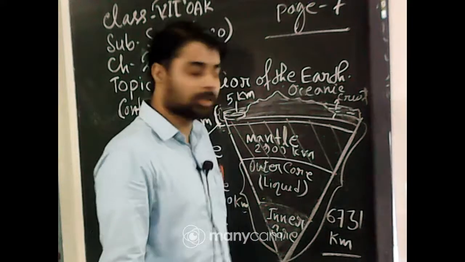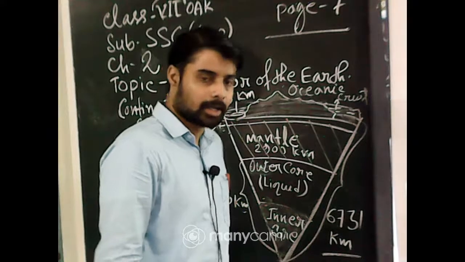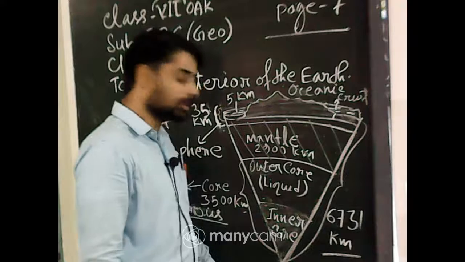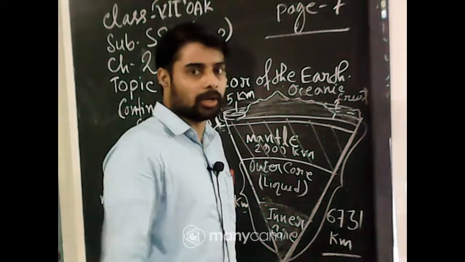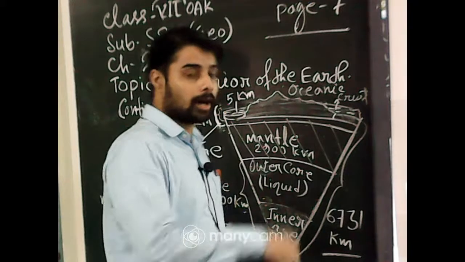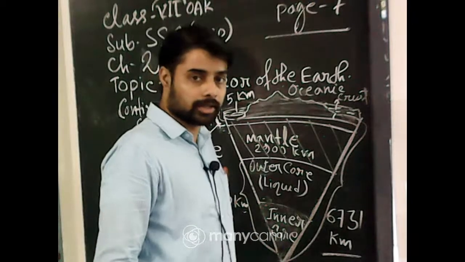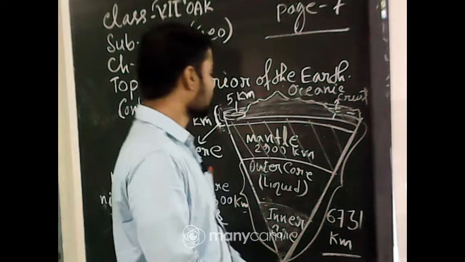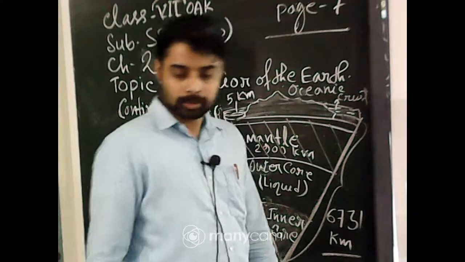In mathematics you learn how to draw the radius of a circle, and if we draw the radius of a circle from the center of the circle, and in a similar way if we draw a radius of the earth, then the radius is 6731 kilometers.